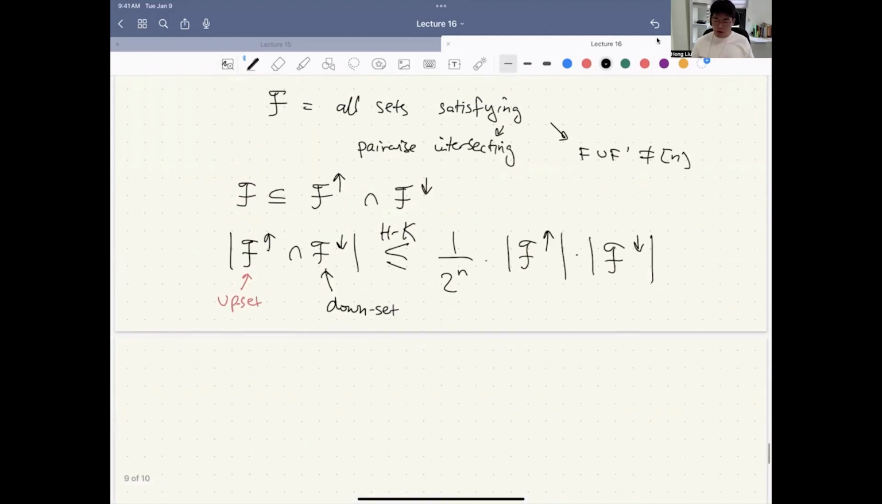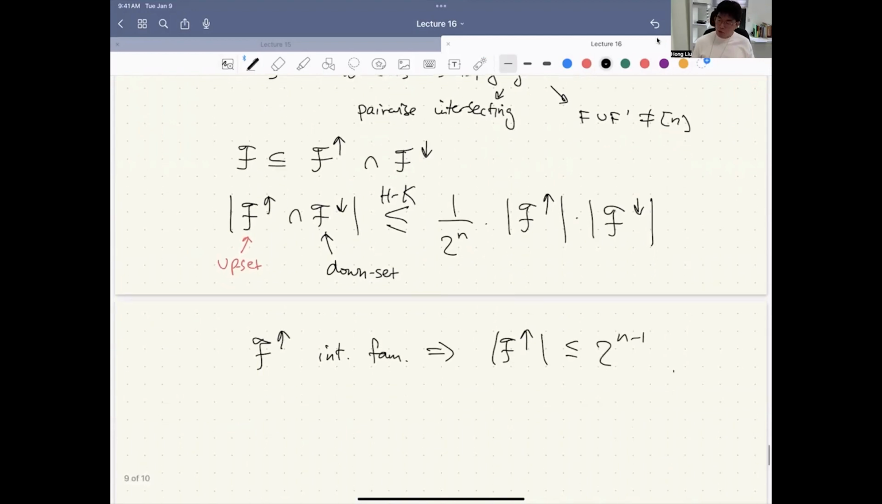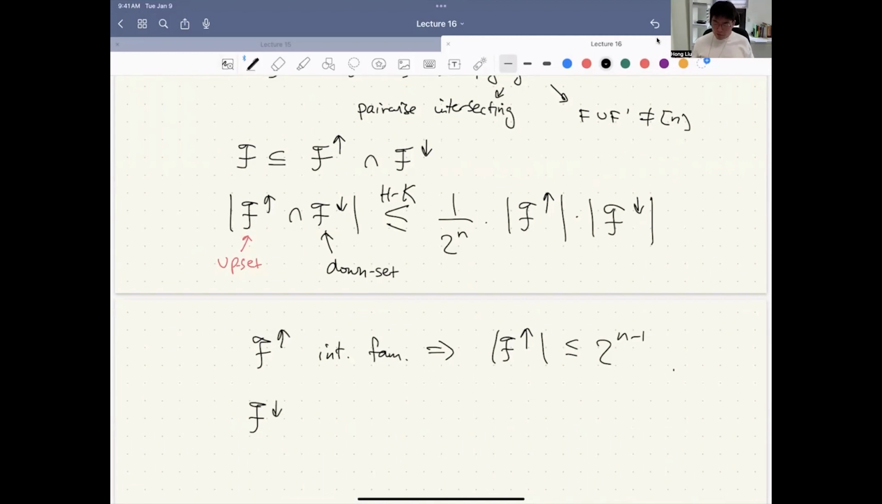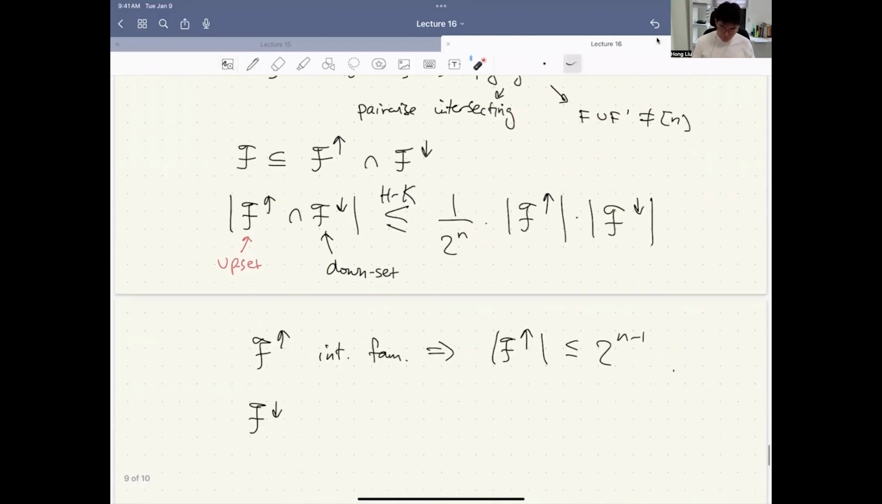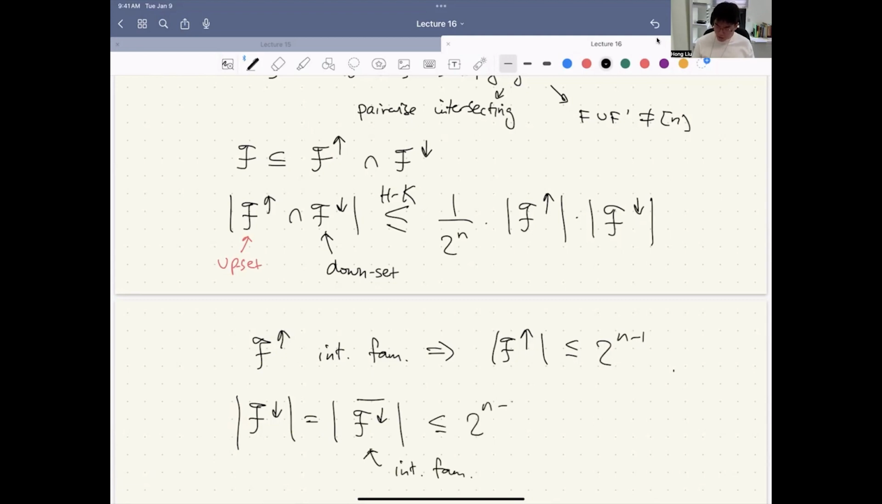But what do we know about F up? F up is an intersecting family. So F up is at most 2 to the n minus 1. What do we know about F down? F down's complementary family is intersecting, and this is intersecting. So it's again 2 to the n minus 1. And we finish the proof, putting these two in here.